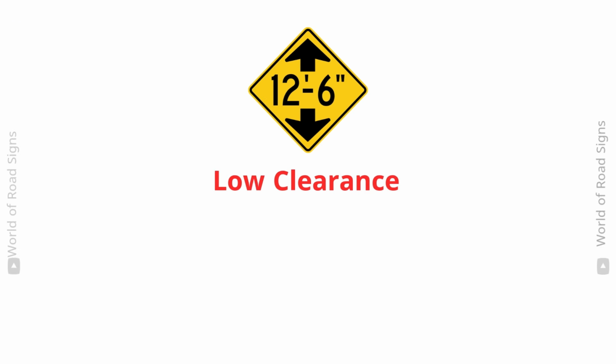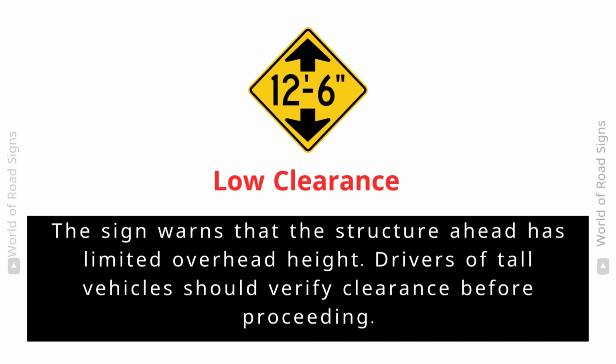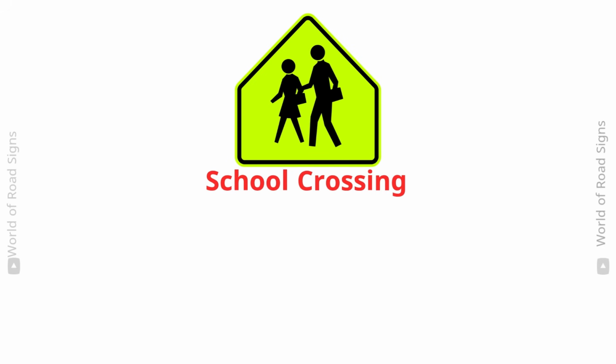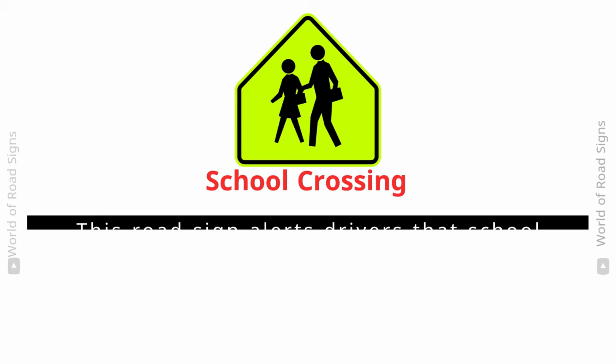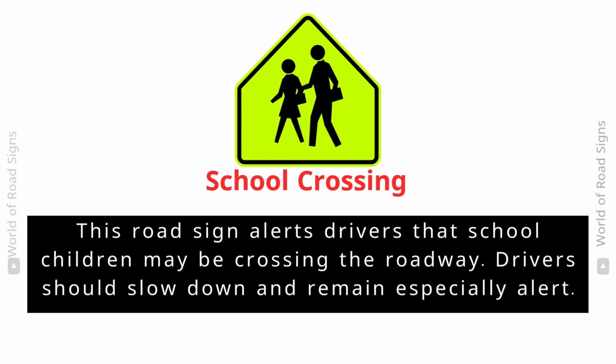Low clearance. The sign warns that the structure ahead has limited overhead height. Drivers of tall vehicles should verify clearance before proceeding. School crossing. This road sign alerts drivers that school children may be crossing the roadway. Drivers should slow down and remain especially alert.